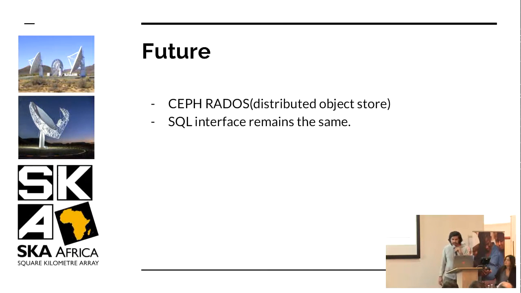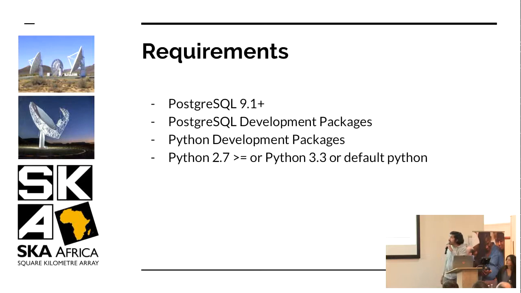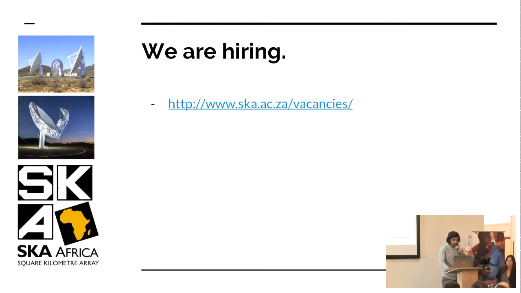And then the future, we actually plan to remove the HDF files and the other legacy files and then put some Ceph, a distributed object store, still accessed by the Postgres interface. So the interface remains the same, this one interface. And then your requirements for just basic selecting, you need Postgres 9.1 plus, you need the development packages, the Python development packages, Python 2.7 or 3.3.